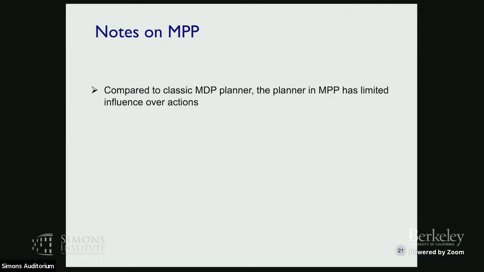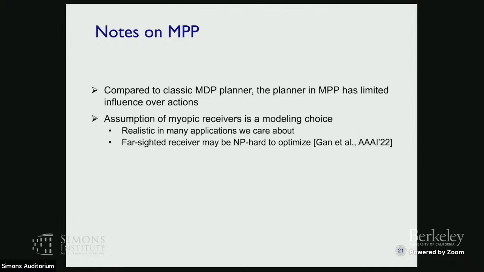Here are a few quick notes on this model. The first thing is that compared to the classic MDP planner, the planner in MPP has limited influence over the actions. Because in an MDP, you can pick whatever action you want. But here you have to really incentivize the actor to take the action. And second, the assumption of the myopic receiver is just my modeling choice. You don't have to do this, but I believe that it's indeed realistic in many applications that we care about.